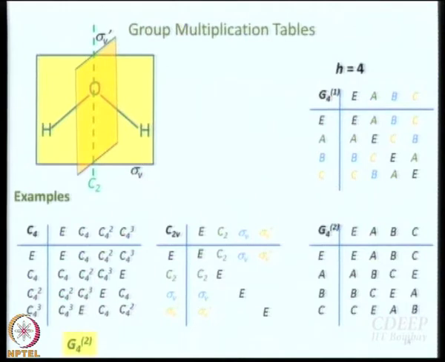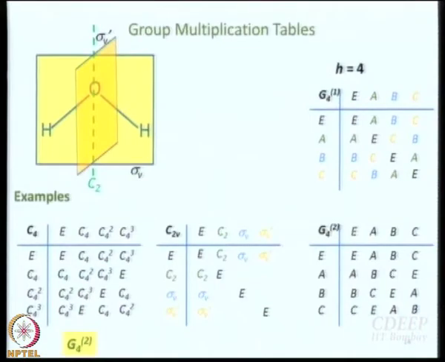Okay. So when I apply sigma V and then C2, or C2 and sigma V, doesn't matter, what should I write? Should I write sigma V dashed or should I write C2? Why? What is the identity relationship? Where is E? I'm talking about sigma V C2, successive operations of sigma V C2 or C2 and sigma V, doesn't matter.